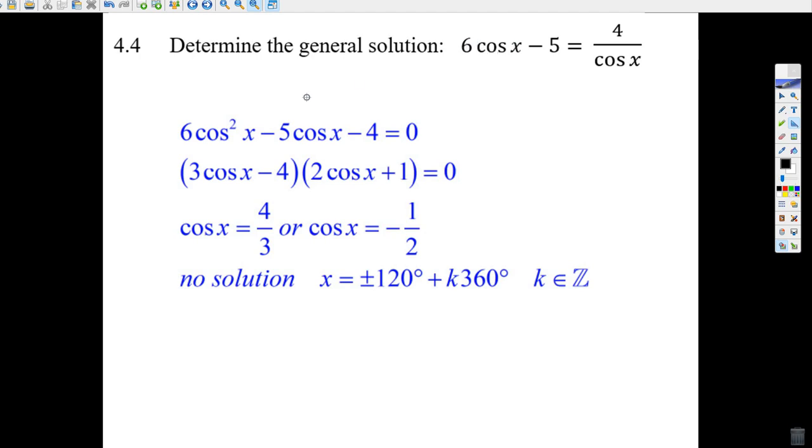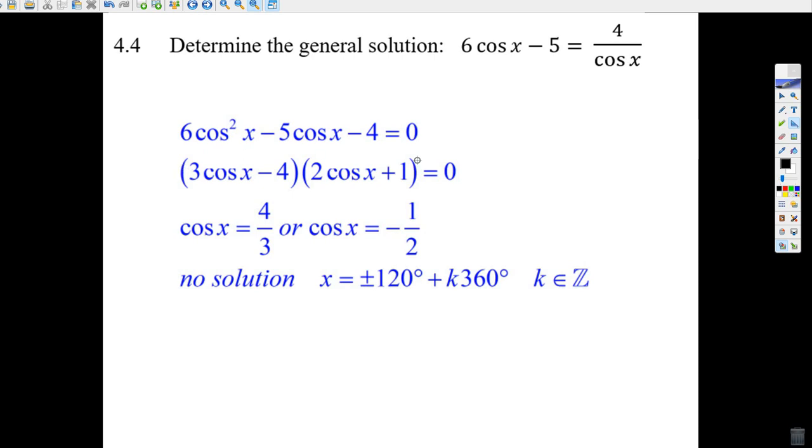6 cos x times cos x is 6 cos squared x. Minus 5 times cos x is minus 5 cos x. 4 over cos x times cos x, that was the whole point, so cos x just cancels, and you end up with just 4, and then you subtract it from both sides, so you get a trinomial. And this is a trinomial like 6x squared minus 5x minus 4.